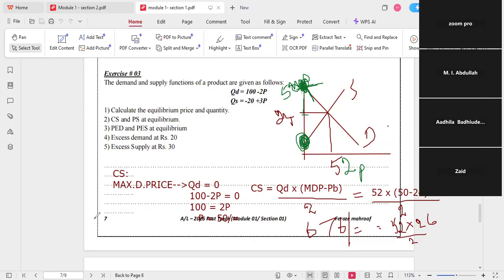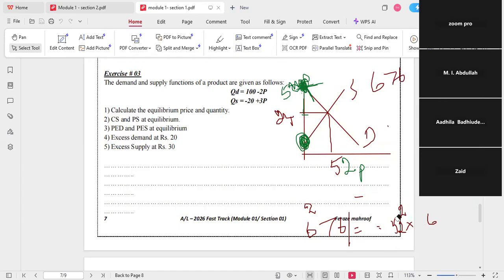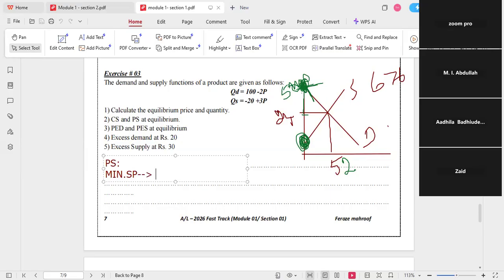Now, consumer surplus 676 came. Now we will calculate the producer surplus. When we calculate the producer surplus using the equation method, the first step is to find out the minimum supply price.